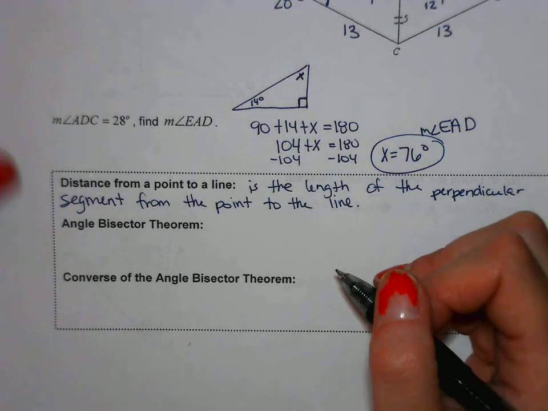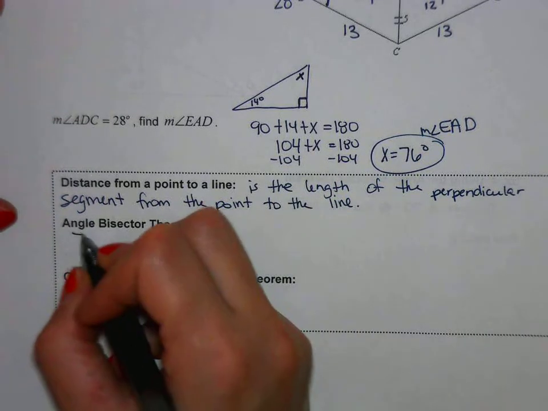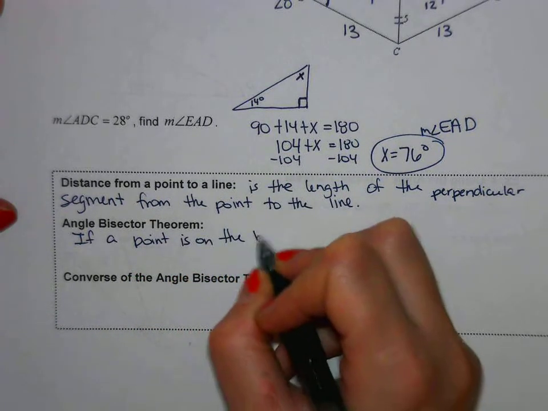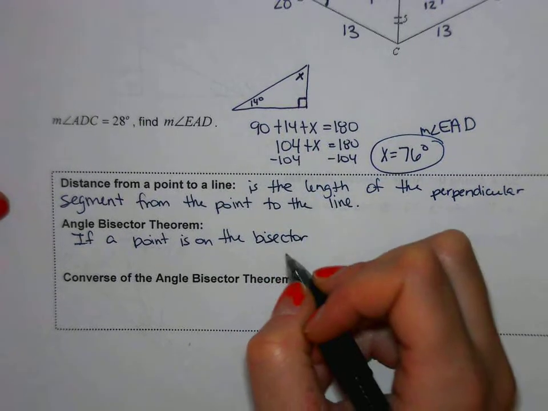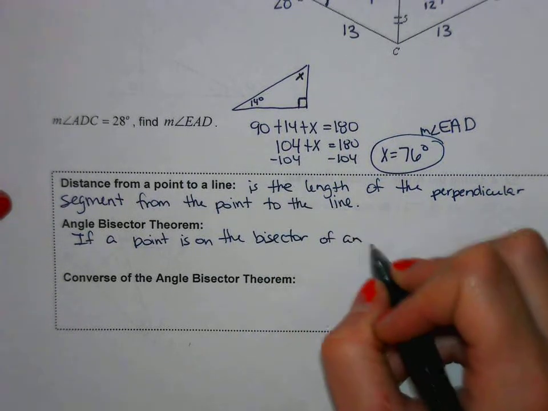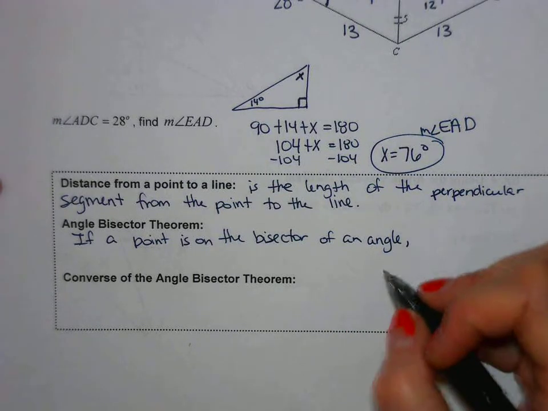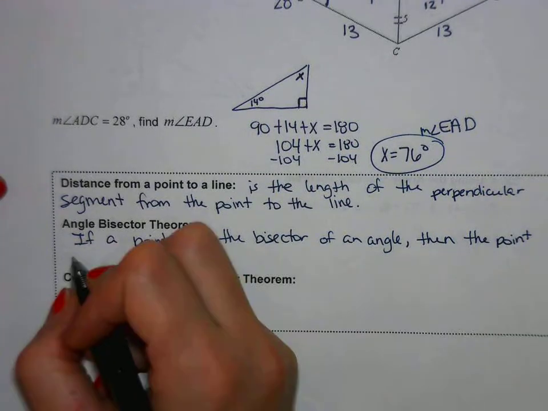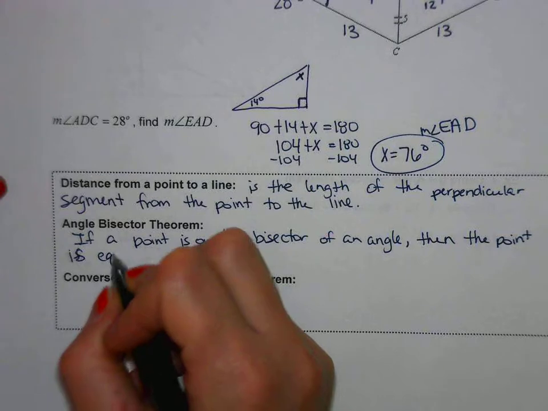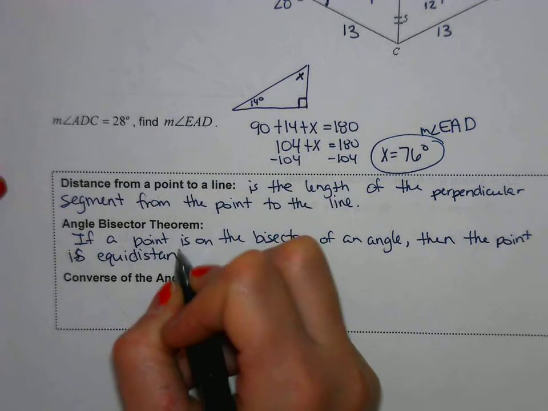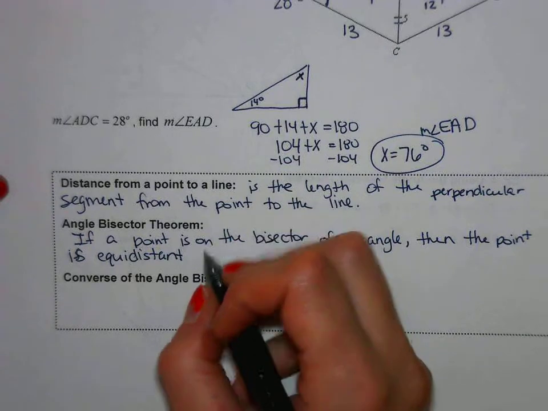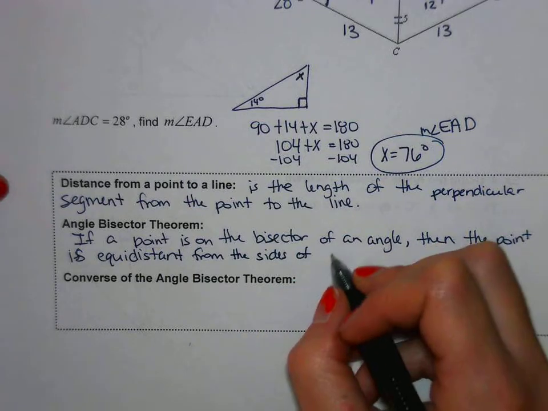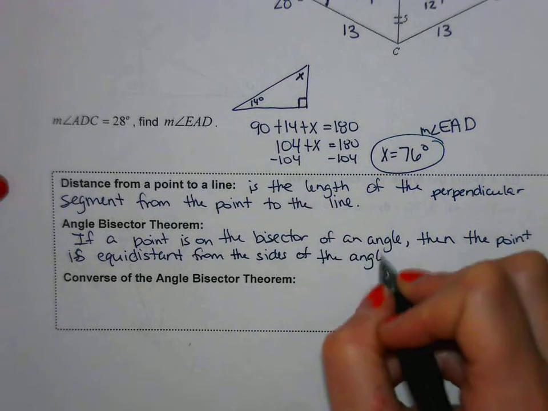The angle bisector theorem states that if a point is on the bisector of an angle, then the point is equidistant from the sides of the angle. Sorry, of the angle, not triangle.